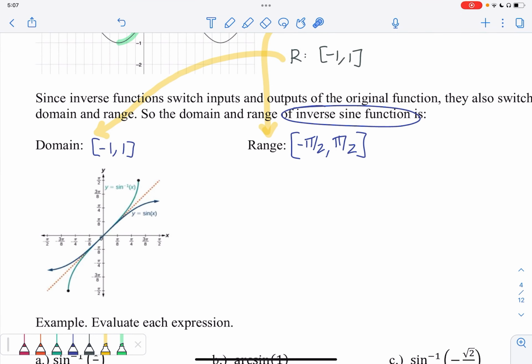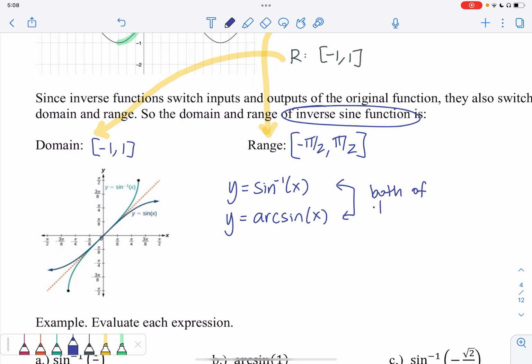We will see how we write an equation for sine inverse. So we'll see y equals sine inverse of x, but it's also called arc sine. So we'll see it like this, y equals arc sine of x. Both of these mean the inverse sine function, just notated two different ways. So you'll see both of those just to get used to it.